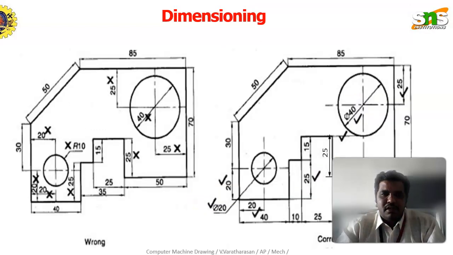This is a peculiar and somewhat complicated diagram. Here also, whichever dimension is correct is marked with a tick mark, and the parts that are incorrect are given a cross mark. The cross mark represents a wrong dimension method. The tick mark represents the correct dimension method.